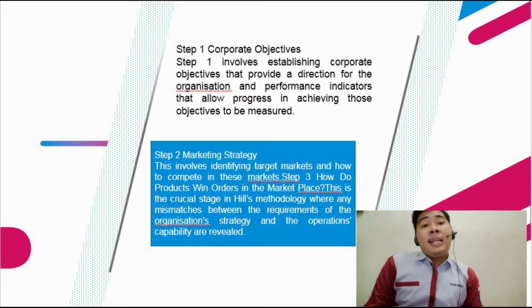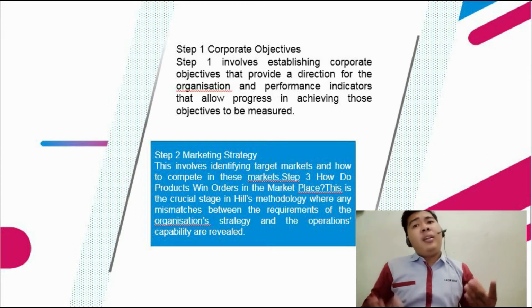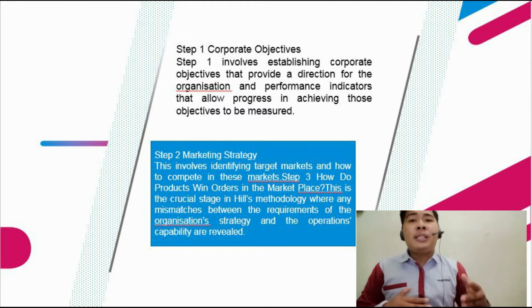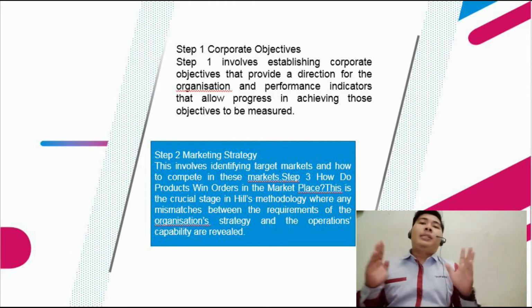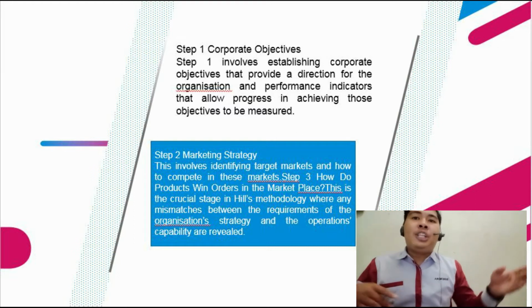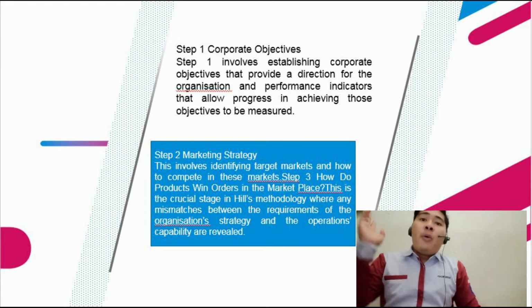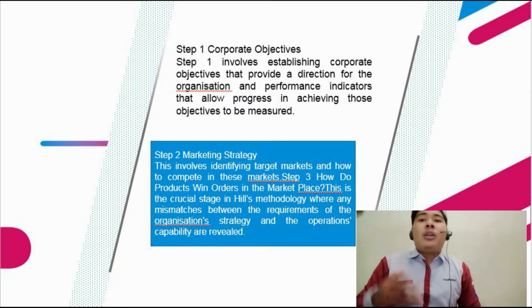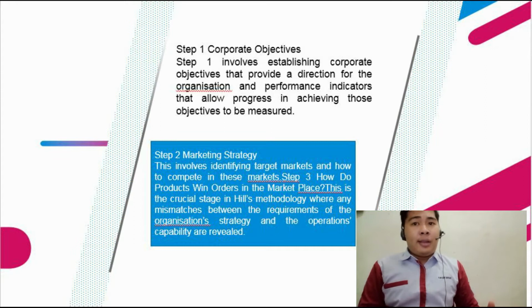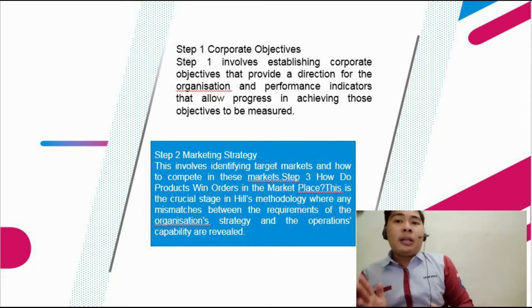Step 2, marketing strategy. This involves identifying the target market and how to compete in this market. Step 3, how do the products win orders in the marketplace. This is the critical stage in Hill's methodology, where any mismatch between the requirements of the organization strategy and the operation capability is revealed.